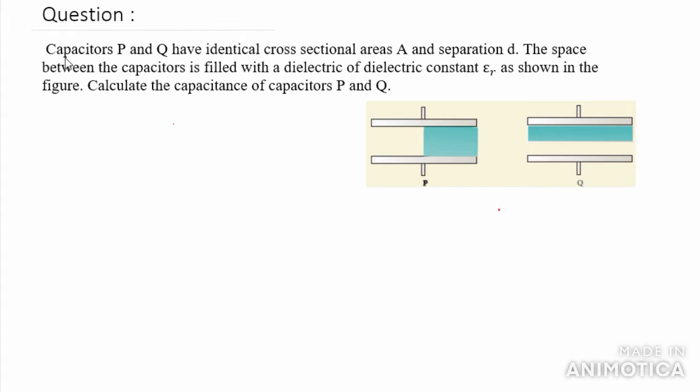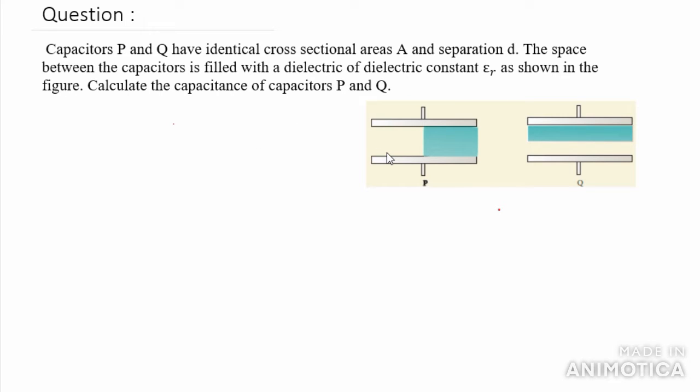The question is: capacitors P and Q have identical cross-sectional areas A and separation D. The space between the plates is filled with a dielectric of dielectric constant epsilon r, as shown in the figure. Calculate the capacitance of capacitors P and Q. So these two are the capacitors and we have to calculate the capacitance.